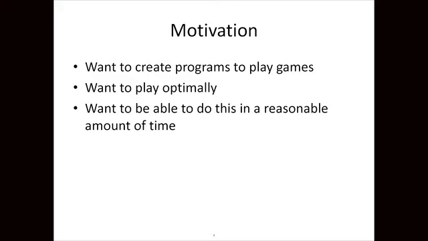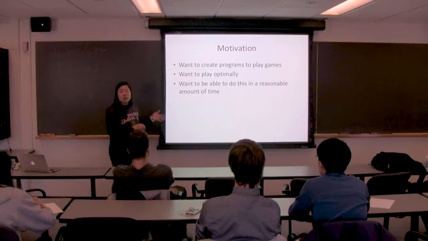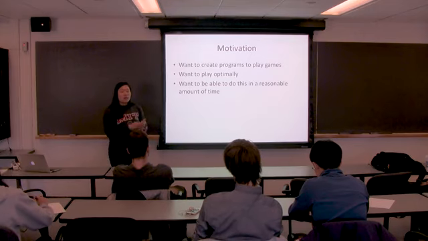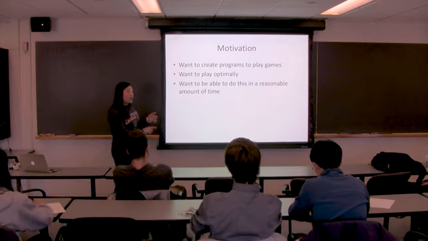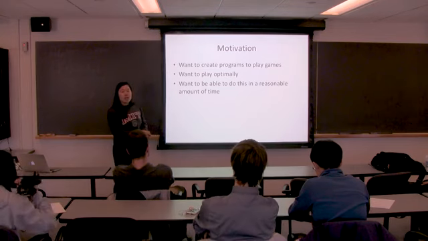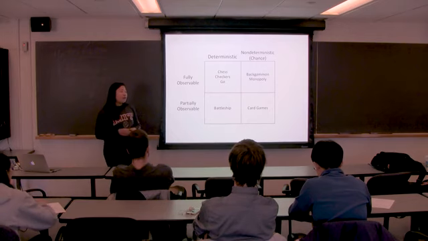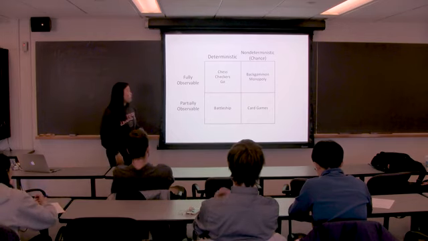So the motivation of these kinds of algorithms is we want to be able to play games, and we want to be able to create programs to play these games, but we want to play them optimally. We want to be able to win, but we also want to be able to do this in a reasonable amount of time. So these three constraints lead to different kinds of algorithms with different complexities and times to search. And that's why today we're going to be talking about Monte Carlo tree search. And you'll figure out in a few slides why we do care.